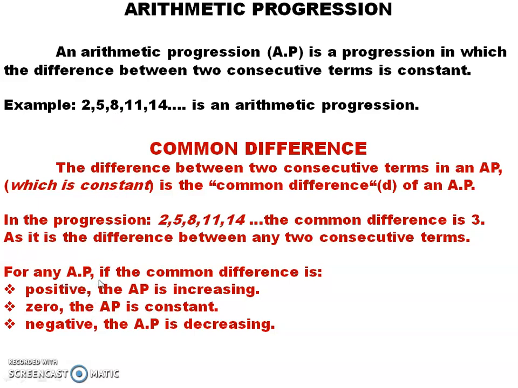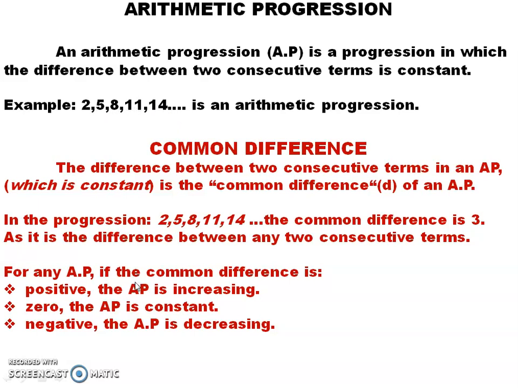For any AP, if the common difference is positive, the AP is increasing. Here you can see 5 minus 2 is positive 3. 8 minus 5, it is positive 3. So you can see the numbers are in ascending order.